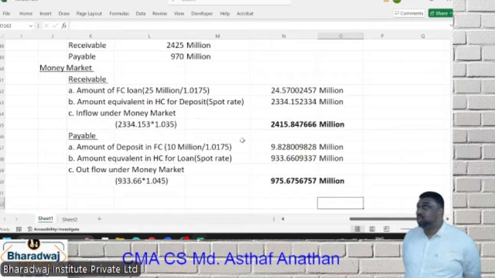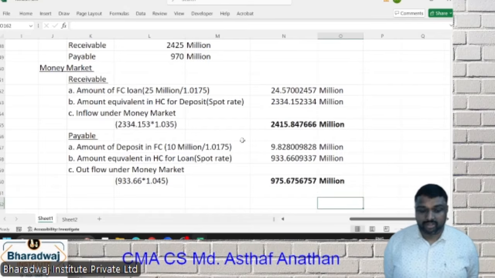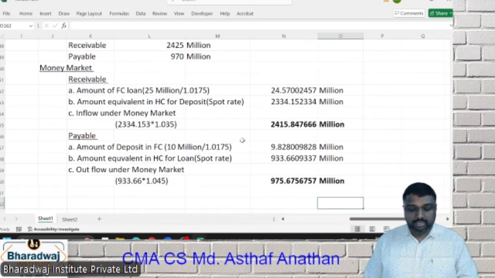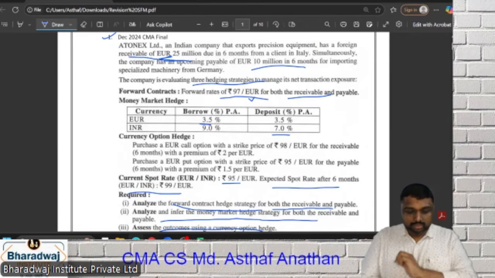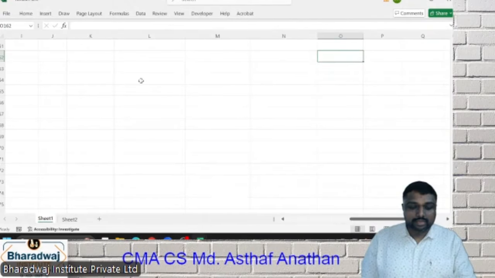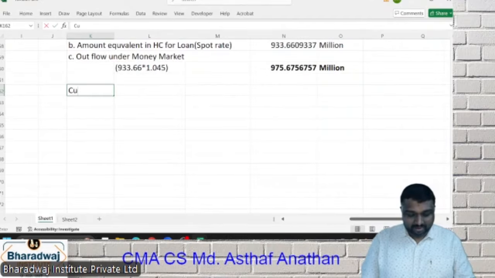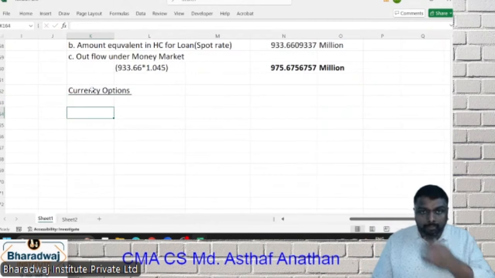So this shortcut method will save a lot of time, friends. Now we'll go for the last method. What is the last method? See, currency option, this question now, currency option. So option, now you are expert because we did all the different methods.